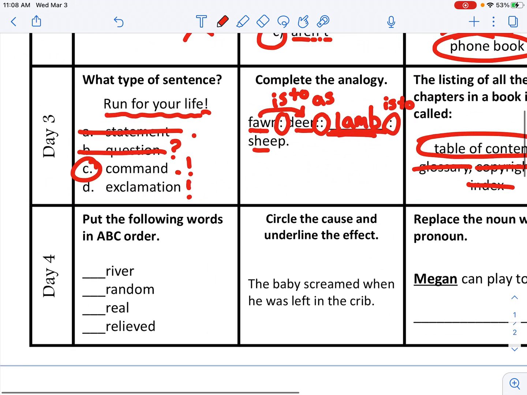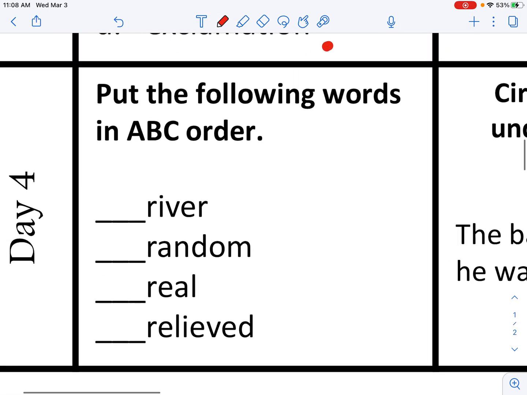Last row. Put the following words in ABC order. That means alphabetical. River, random, real, relieved. Well, ABC order means that you start with the earliest letter, but these all start with R, so that's not very helpful. So I need to look at the second letter now. I, A, E, E. Which letter comes first? Random does. So this one will be our first word.